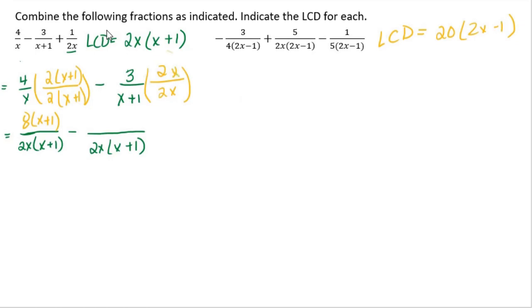By writing it in this middle step, I can very clearly see what I'm doing, making sure that I'm not doing anything that will change the value of this fraction. I'm multiplying this fraction, 3 over x plus 1, by 1, because 2x over 2x is 1. So I'm allowed to do that. All right, 3 times 2x is simply 6x.